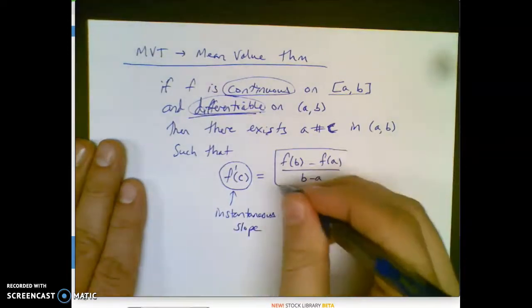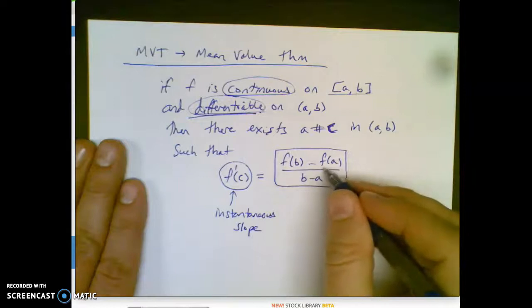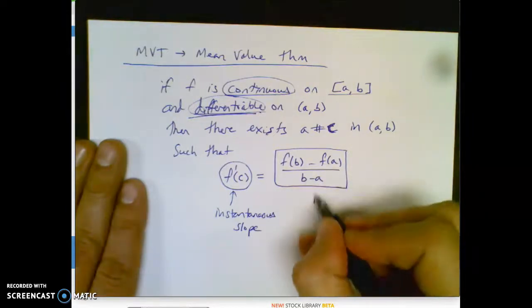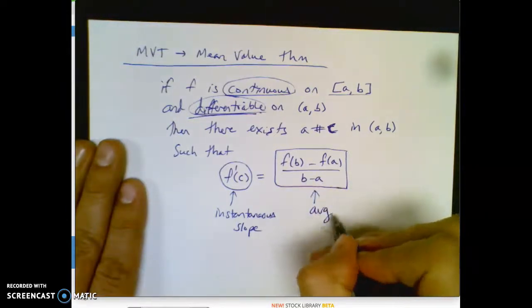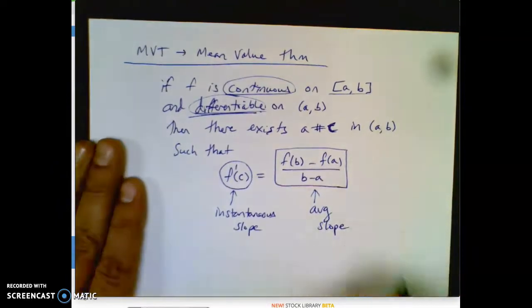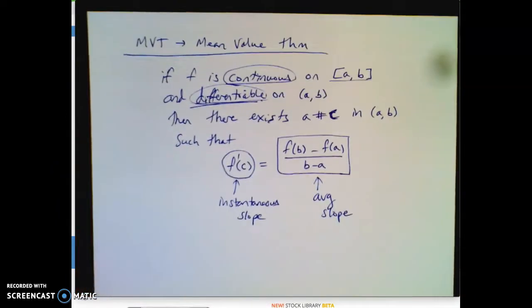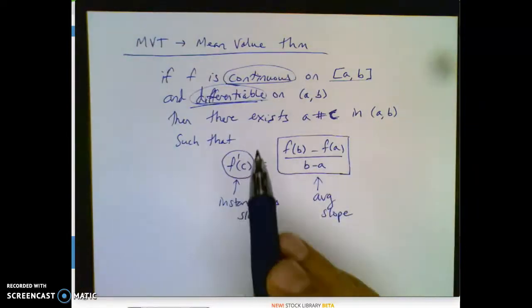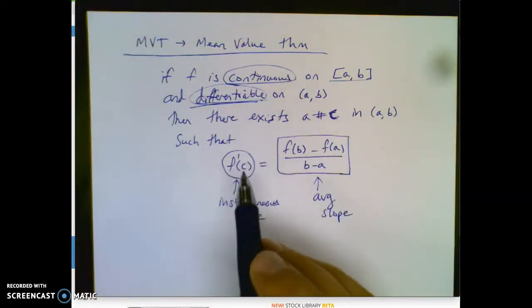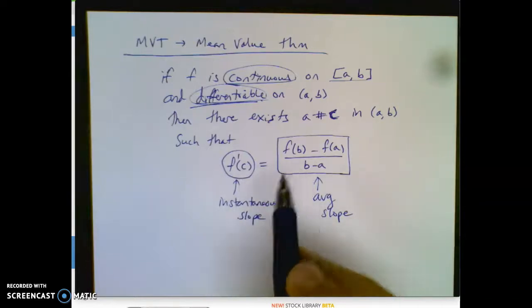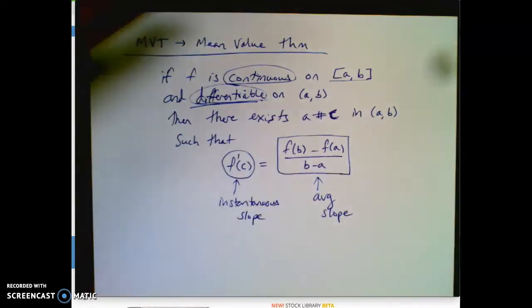And you know what this thing is? It looks like y2 minus y1 over x2 minus x1, also known as average slope. So what this says is, as long as you can draw a graph without picking up your finger, or without picking up your pencil, then there has to be one place where the instantaneous slope is the exact same as the average slope of the whole time.